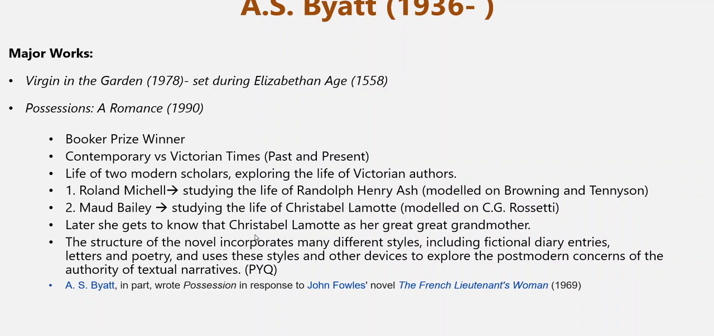The structure of the novel incorporates many different styles, including fictional diary entries, letters, and poetry. This question has been asked in UGC-NET. That the structure of the novel comprises many genres such as letters, diaries, poetry, and a third person narrator. And it was the bestseller of the 1990s. So this question has been asked in UGC-NET.